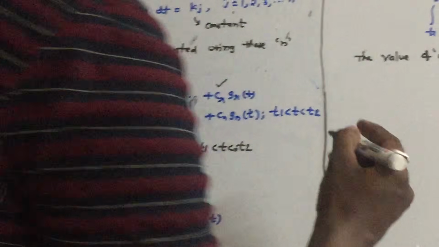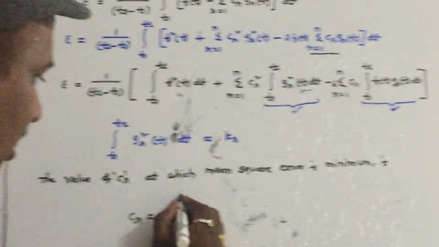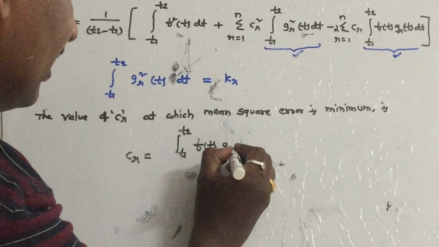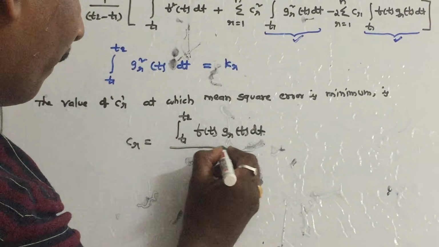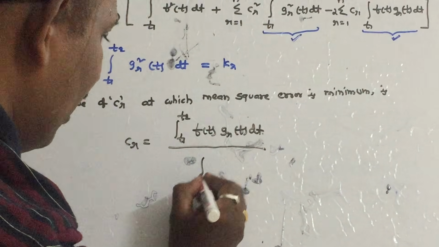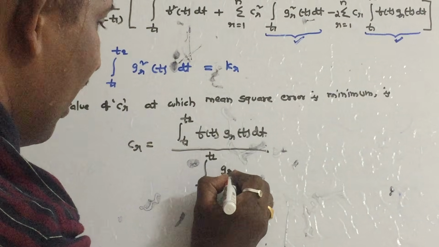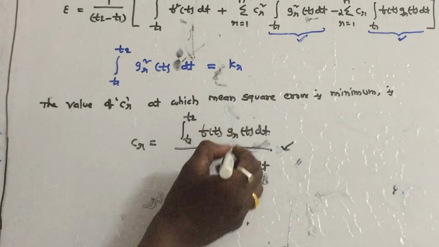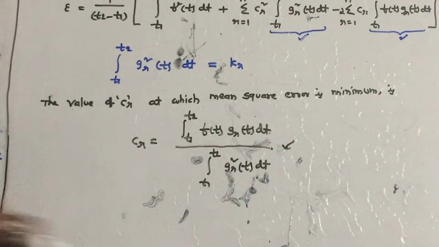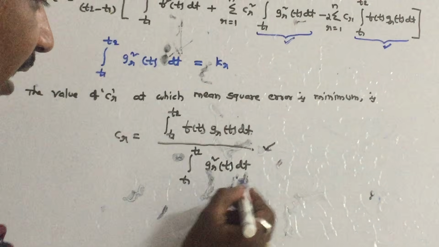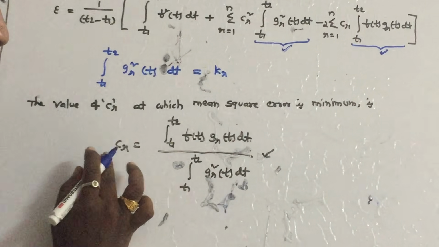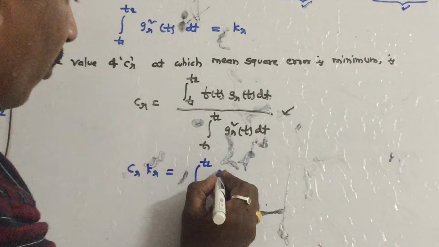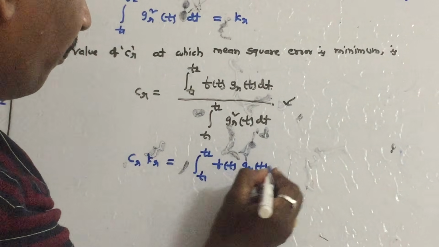Let us write the formula again. So cr is equal to integral t1 to t2 f of t into gr of t dt, by integral t1 to t2 gr square of t dt. This is the coefficient formula we derived in the previous class. Now, what is the denominator? As we have discussed, this denominator is kr. Bring kr here. So cr into kr is equal to integral t1 to t2 f of t into gr of t dt.